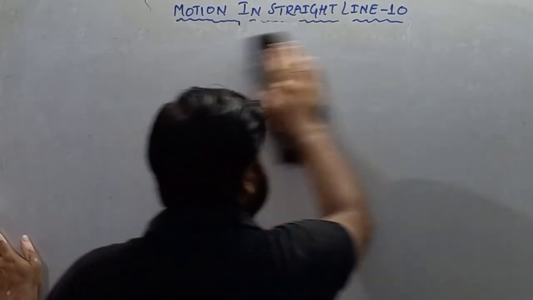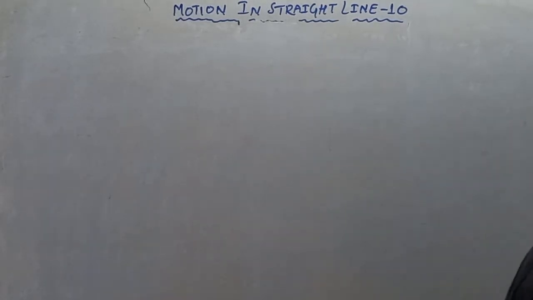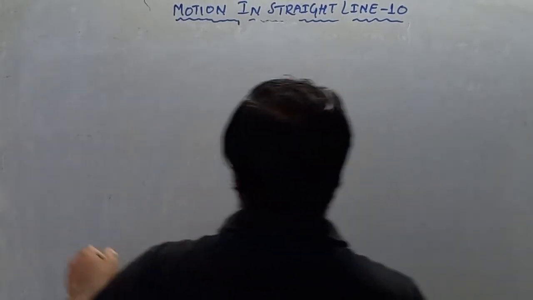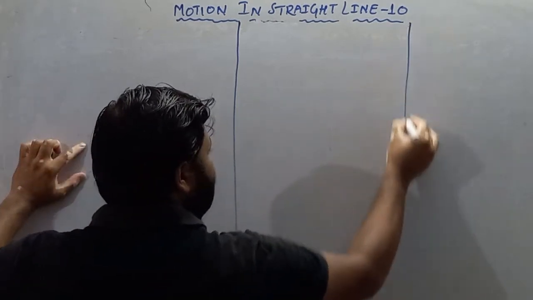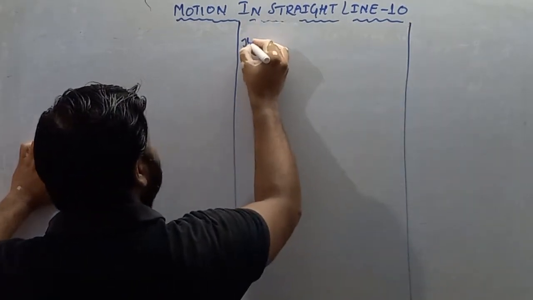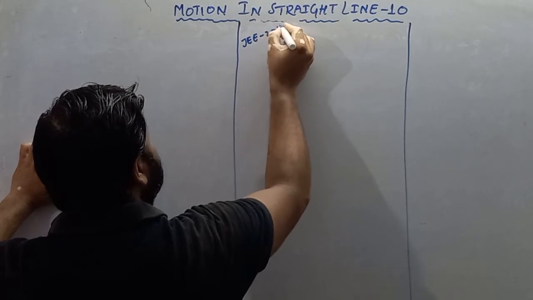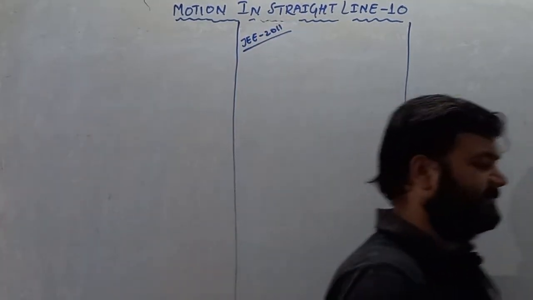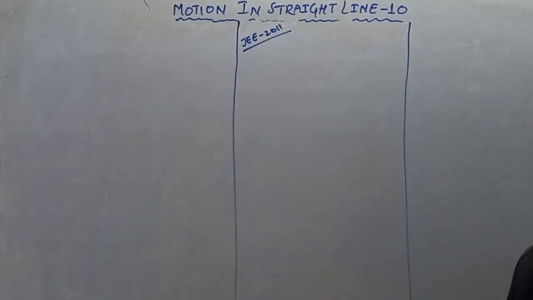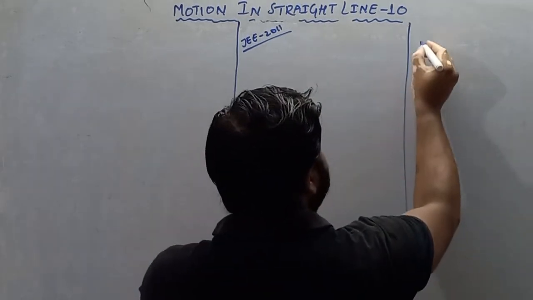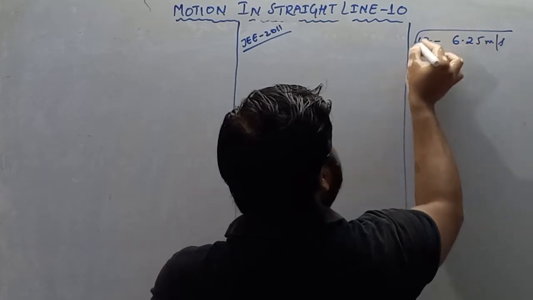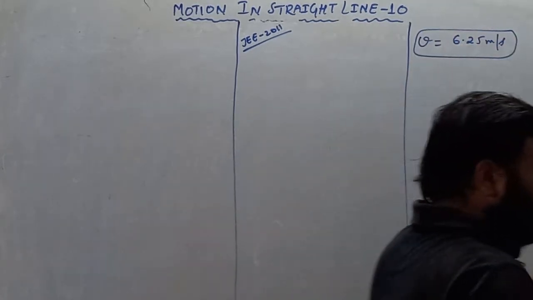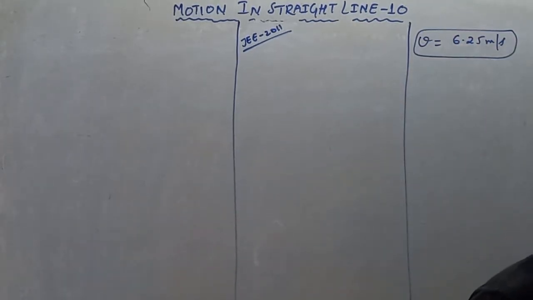So I'll dictate you the question. An object is moving with speed of 6.25 meter per second. Speed is given 6.25 meter per second. Is decelerated.